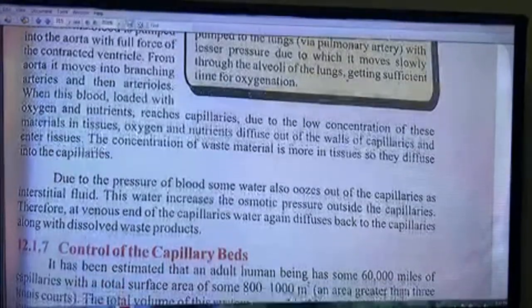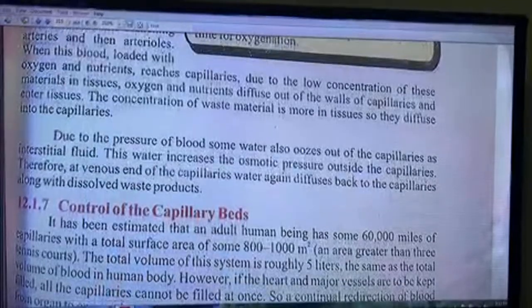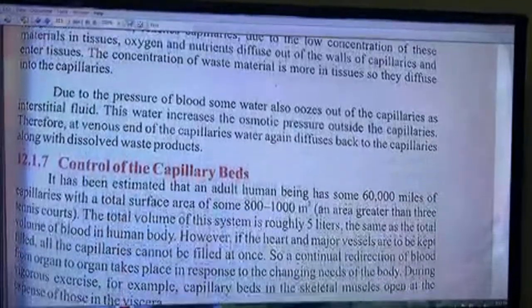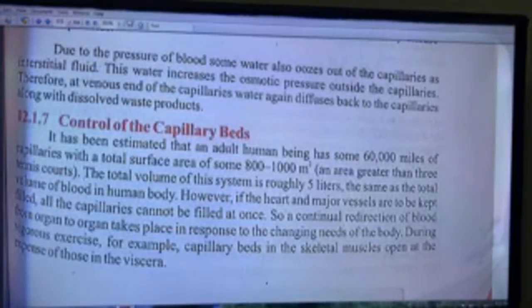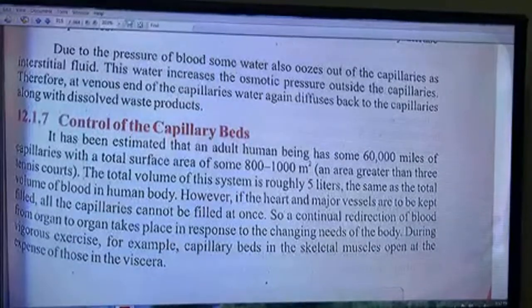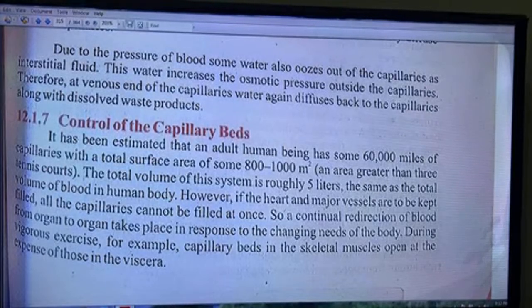Due to the pressure of blood, some water also oozes out of the capillaries. As interstitial fluid, this water increases the osmotic pressure outside the capillaries. Therefore, at the venous end of the capillaries, water again diffuses back into the capillaries along with dissolved waste products.